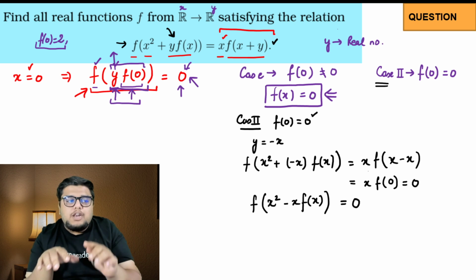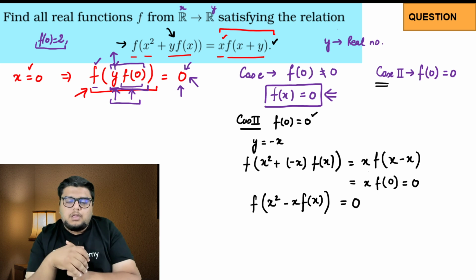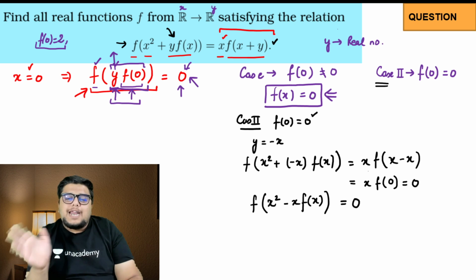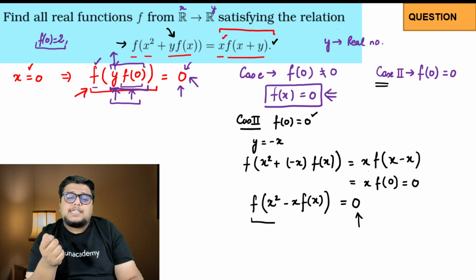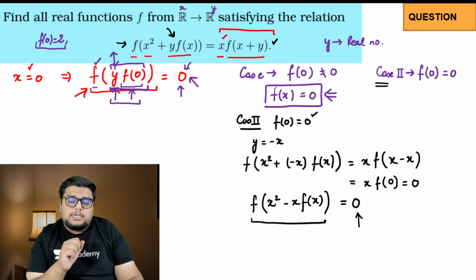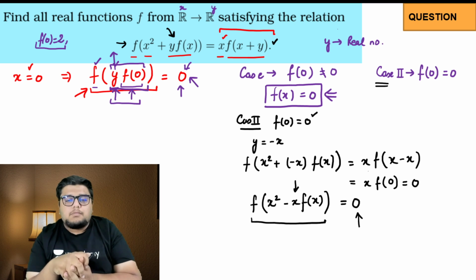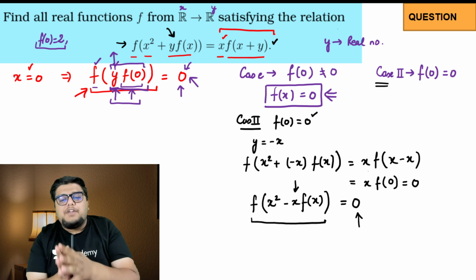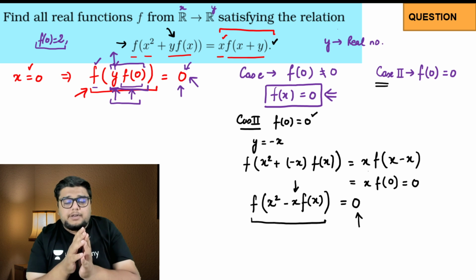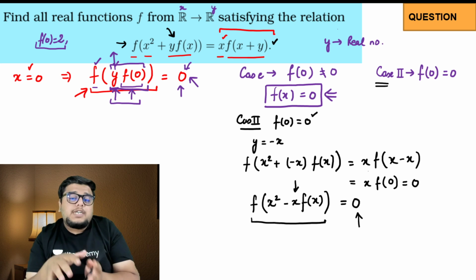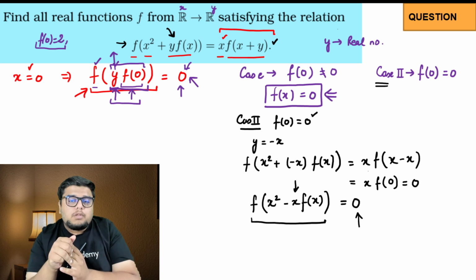Now again look at this problem. You will see that my right hand side is a constant number, 0. But my left hand side is not really a constant, because x can change and x can take different values on the number line. So how is it coming out to be equal to 0?